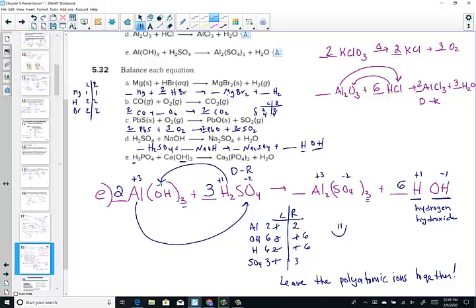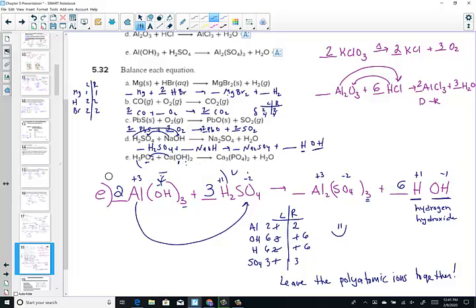Do you recognize acid-base chemistry? H went to OH, calcium went to phosphate. So, whoops, same one down here, isn't it? Down here, sodium went to sulfate, hydrogen went to hydroxide. You're going to see that same pattern in a moment here. We're going to separate out HOH.